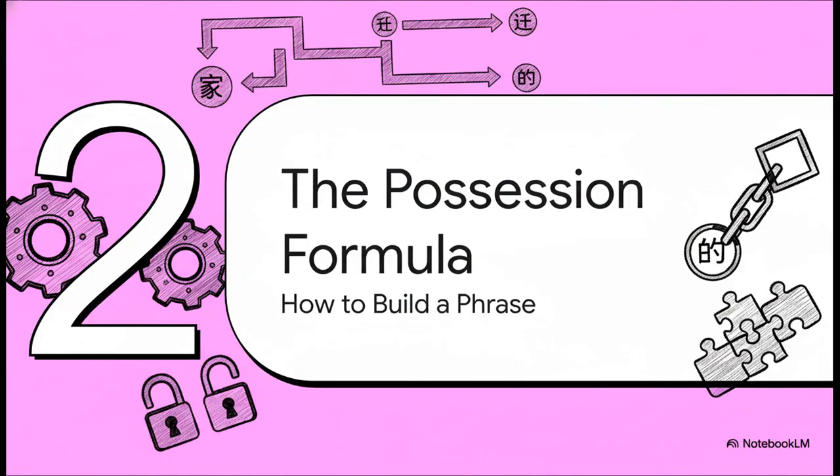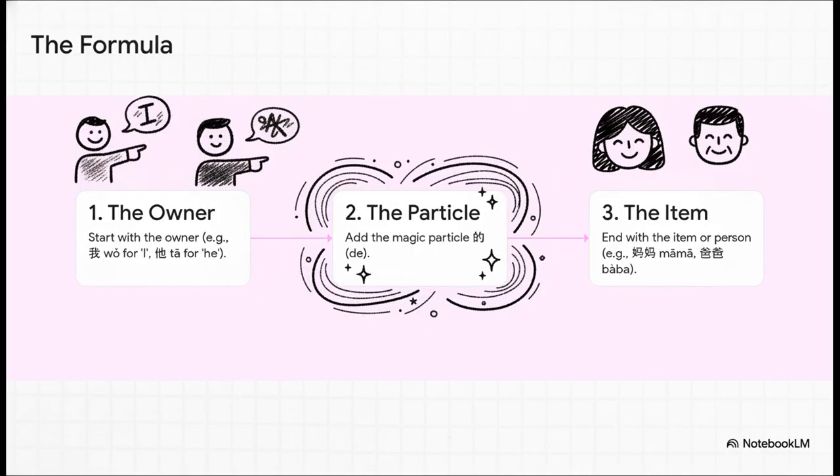And this isn't just some vague grammar rule. Nope, it's a straight-up, foolproof formula. Once you see the pattern, you'll be building these phrases all on your own in no time. It's literally as easy as 1, 2, 3. First, you start with the owner. So, for example, 我 for I or 他 for he. Step 2, you drop in our magic particle, de. And finally, step 3, you just say the item or the person you're talking about, like māmā for mother. That's it. Owner plus de plus item.